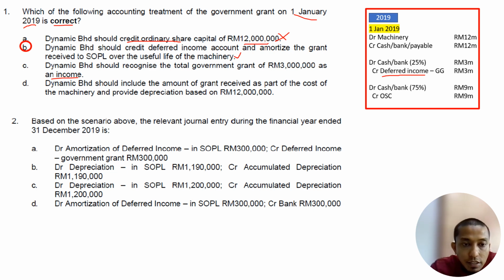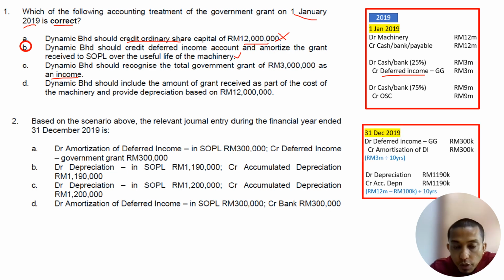So based on this scenario above, the relevant journal entry for the financial year end 31st December 2019. So at the end of the year, the question asks you the journal entry. All right. So debit amortization of deferred income 300,000. Is it correct? Amortization of deferred income is not debit, it's credit, right? So wrong. Debit depreciation 1,190,000, correct. Accumulated depreciation 1,190,000, correct. So the answer is actually B.